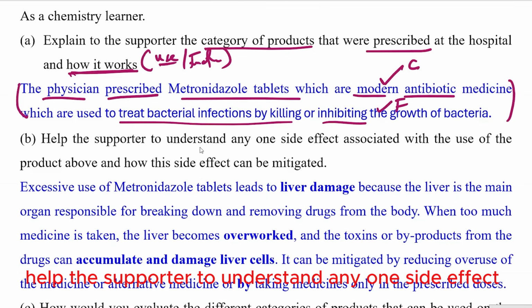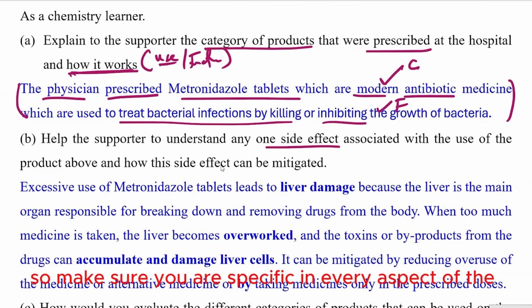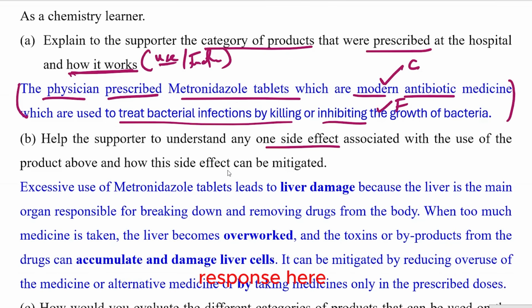Help the supporter to understand any one side effect. So we need one side effect here associated with the use of the product above. That is the modern antibiotic medicine called metronidazole tablet, and how this side effect can be mitigated. Make sure you be specific because they have already told you that the tablet is called metronidazole. So make sure you are specific in every aspect of the response here.